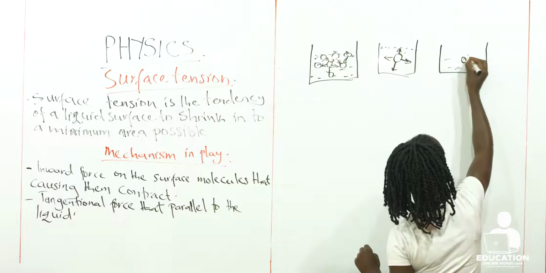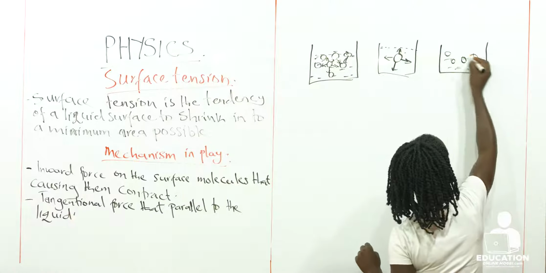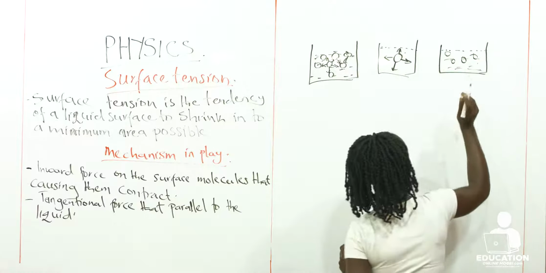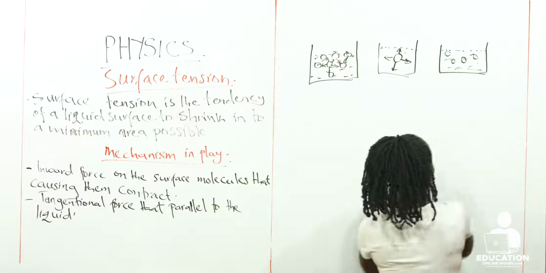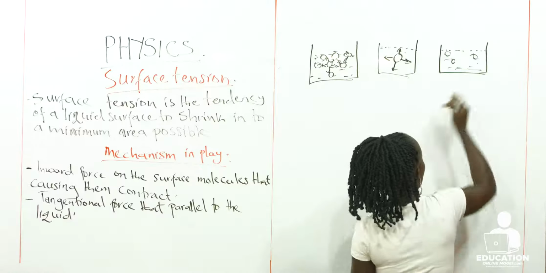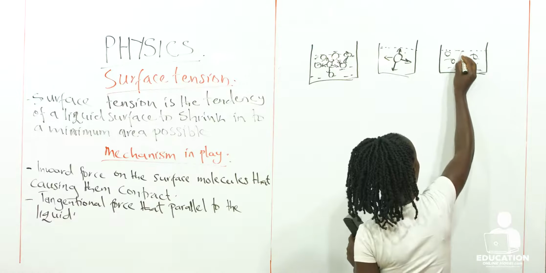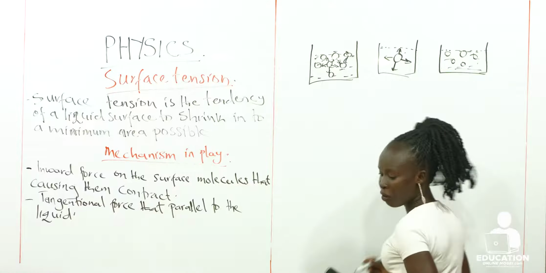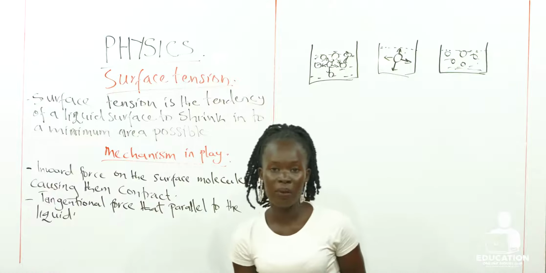So we have our liquid molecules. This is the surface of our liquid right there. Let's have this one a bit lower so that we have this right at the surface here. If you have it like that, what happens?